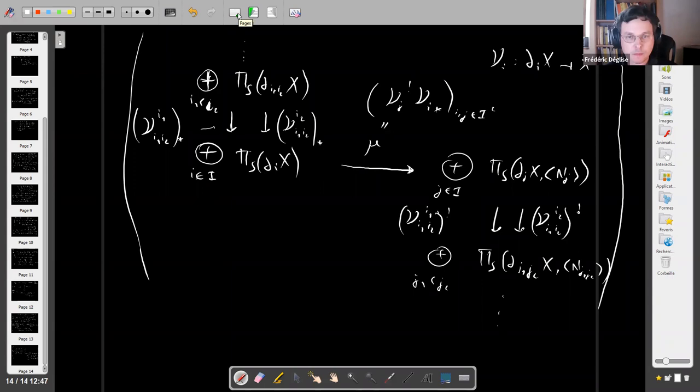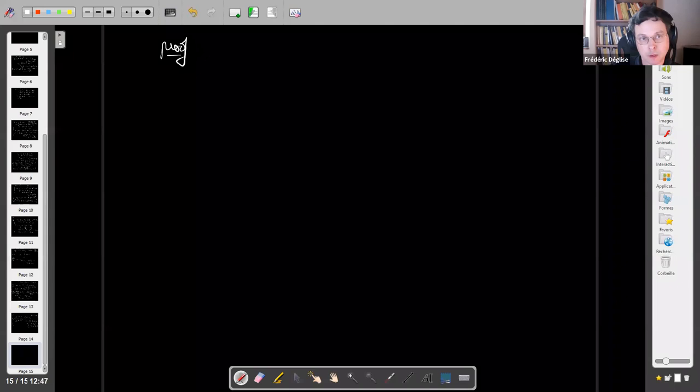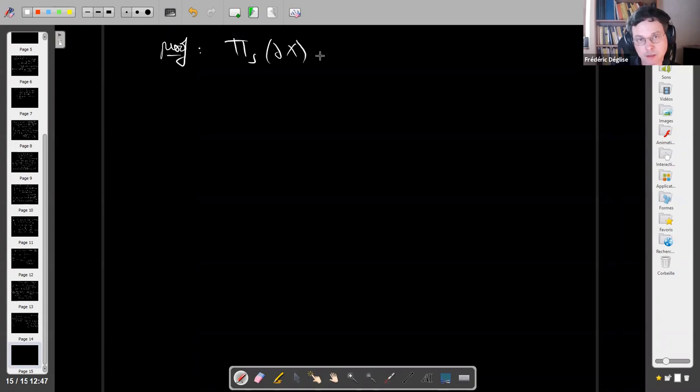Okay, so let me give you more hints of the proof. First, what you prove is that pi s partial x is actually equal to the colimit over n of this sum, and so what you get here is a refined CDH descent. So let me explain this.